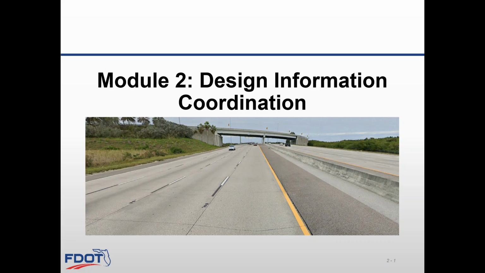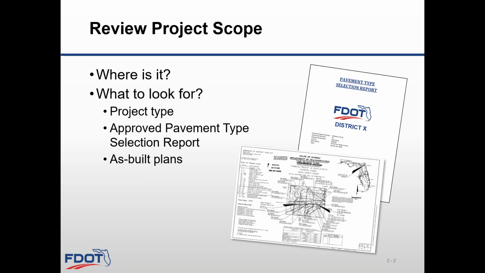Module 2 will discuss design information coordination. We will discuss the first steps you should take when you start a rigid pavement design. The first step is to review the project scope of services. You need to know what is being done in the project before you can go collect data for it.